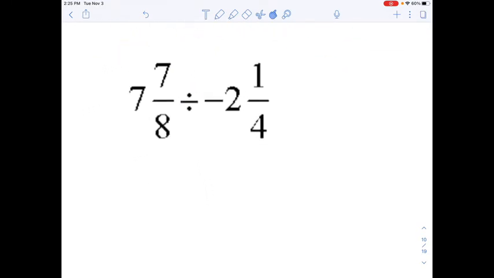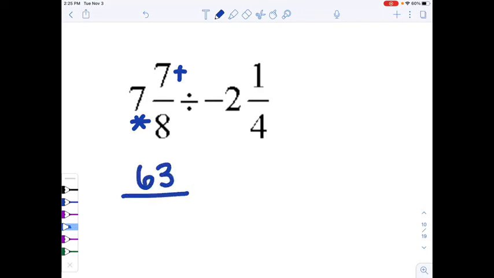Then we have 7 7/8 divided by -2 1/4. So the first thing I need to do is change these to improper. I'm going to do that by using the strategy of MAD, multiply, add, keep the denominator. Multiply 7 times 8, add 7, keep the denominator. 7 times 8 is 56. 56 plus 7 is 63. Keep my denominator of 8.